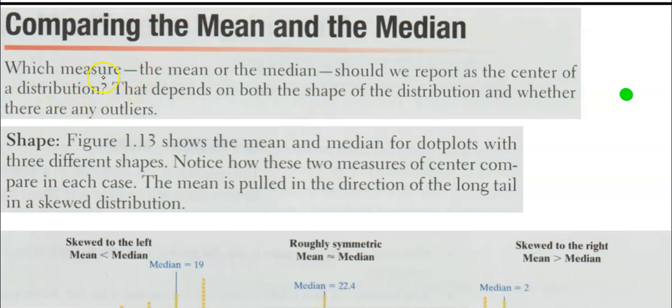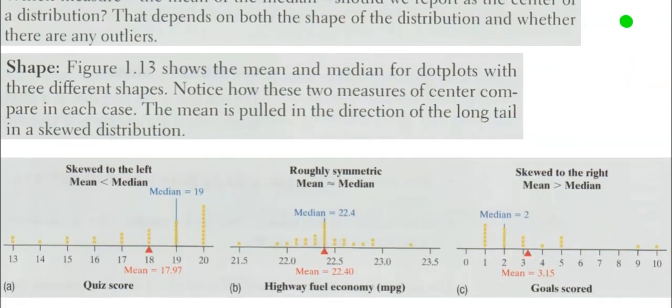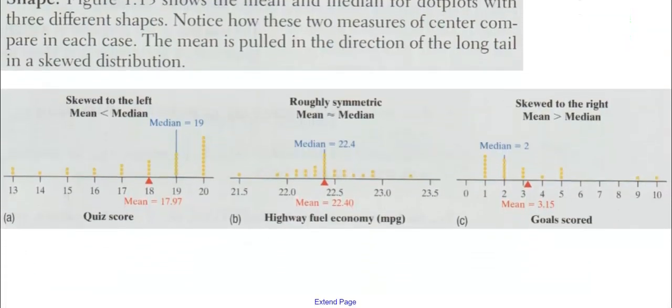All right, so which measure should we use? Well, that depends on the shape of the distribution and whether there are any outliers. What we want to look for is resistance. Remember, mean is not resistant to outliers. If we look at the picture below, we show the mean and the median for dot plots with three different shapes. Notice how these two measures of center compare to each other.